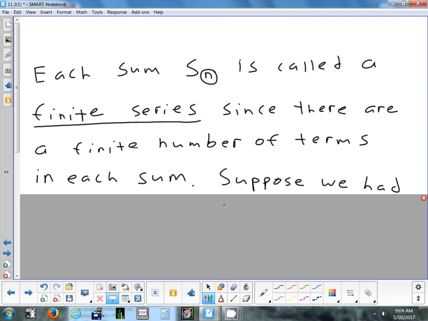Okay, so finite just means not infinite. It's not forever. And series, I mentioned this earlier a little bit, but series just means addition. So finite series means you're adding a certain number of terms together. That's all a series is. You're adding terms in a sequence together.